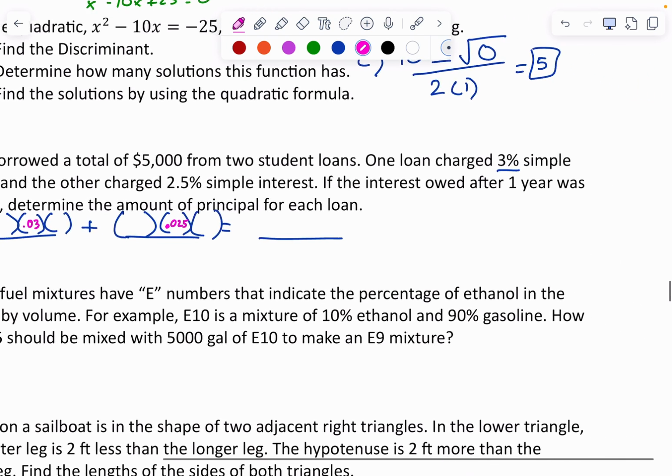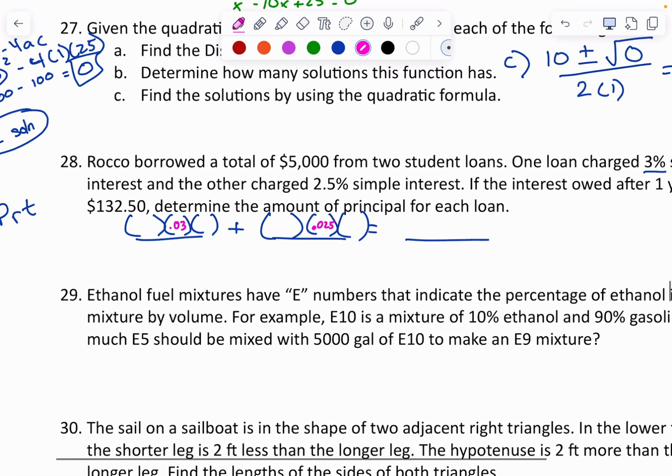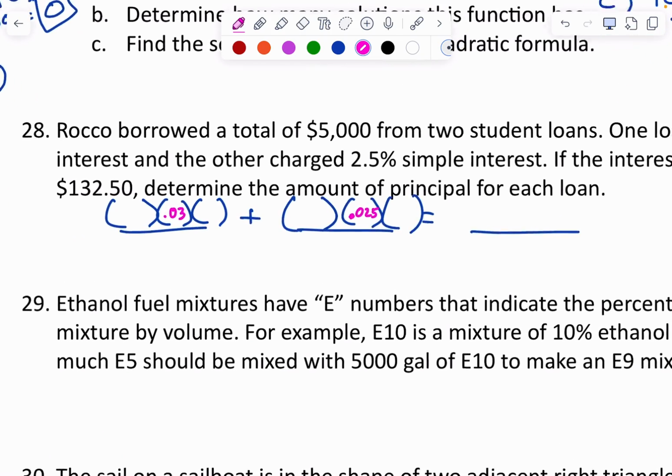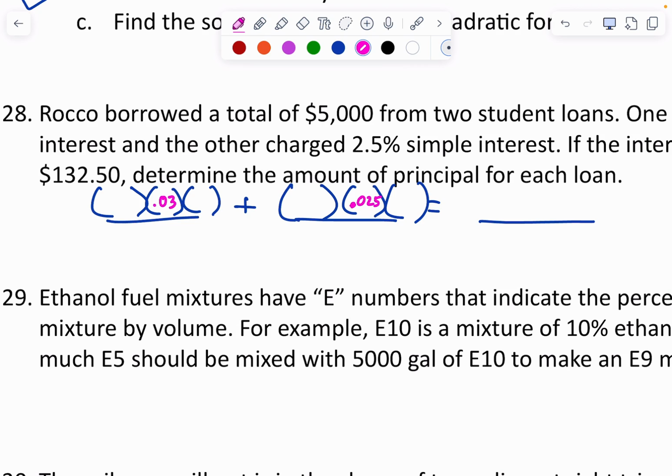If the interest owed after 1 year was that much, determine the amount of principal for each loan. What's my time for each one? One. And then you need the X's for the principal. And then you need to figure out what the principal is.